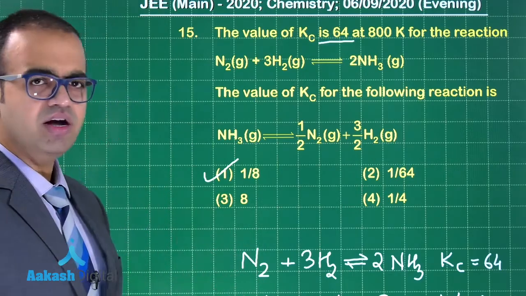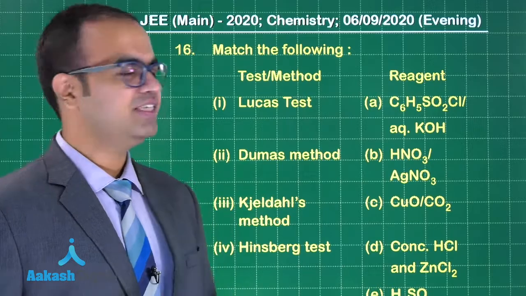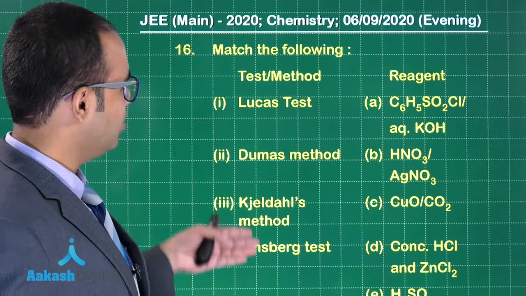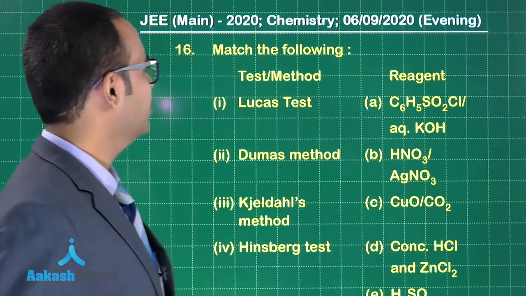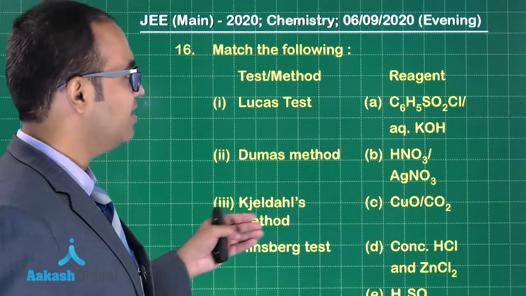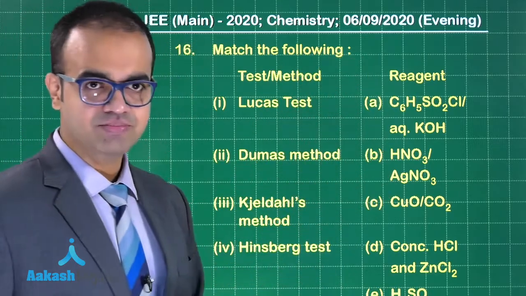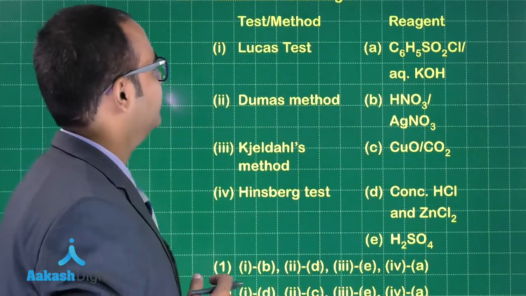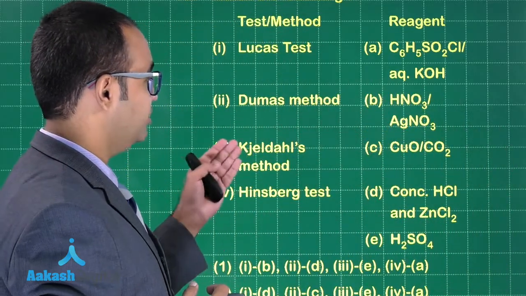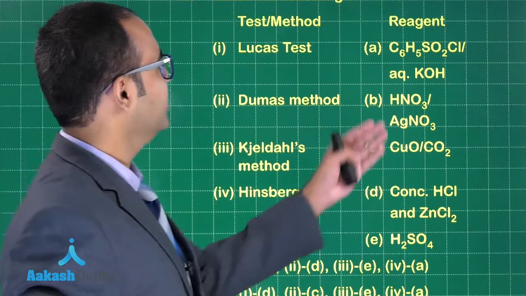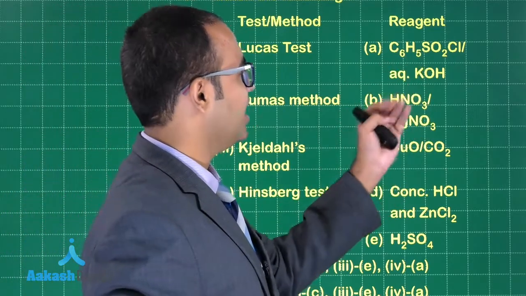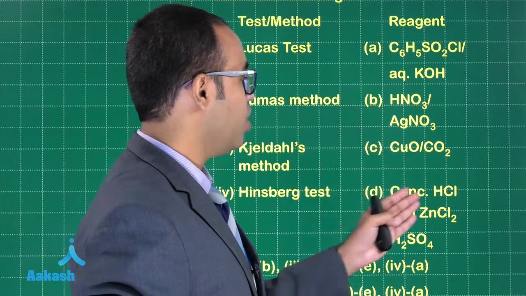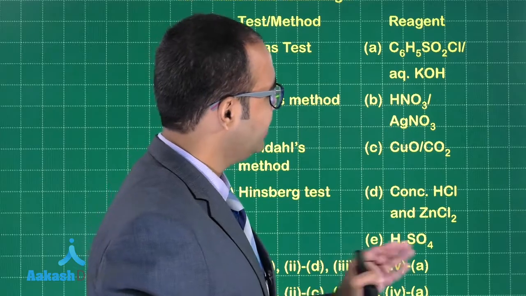Let us look at question number 16. Let us solve question number 16, guys. So what we have here, we have options in column 1 and column 2. We have to match both. So this is the test or a method given, and on the right hand side the reagents are given, okay. So let us see the question. Lucas test, Dumas method, Kjeldahl's method, Hinsberg test. C6H5SO2Cl with aqueous KOH, HNO3 with AgNO3, CuO and CO2, conc HCl and ZnCl2, and H2SO4.